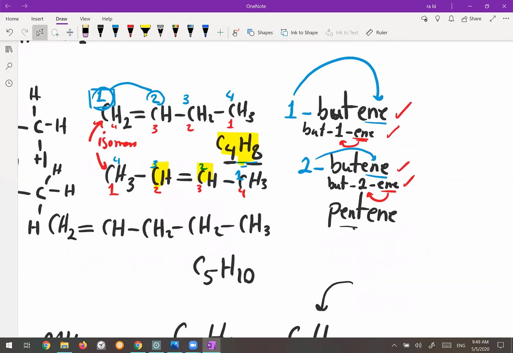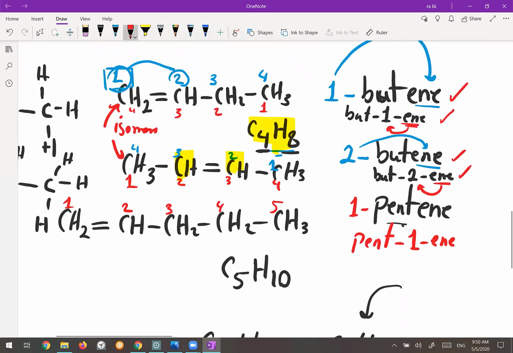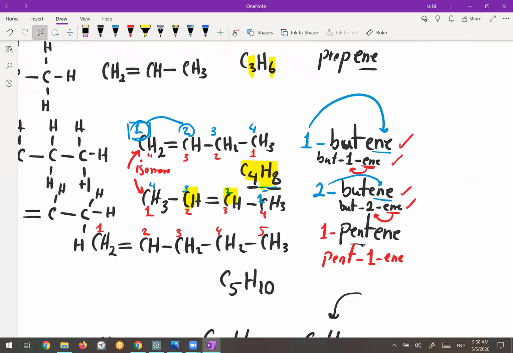Okay, so what is the name of this one? Again, in the pentene, the double bond which I have written here is on carbon number 1. This is carbon number 1, 2, 3, 4, 5. But this double bond could be in this position or in this position. So you have to mention that the location of the double bond is on the first carbon. So this specific pentene is 1-pentene. Or you can write it as pent-1-ene.